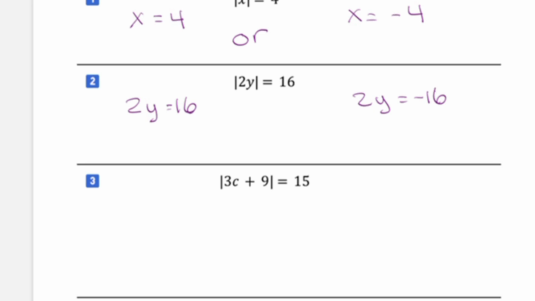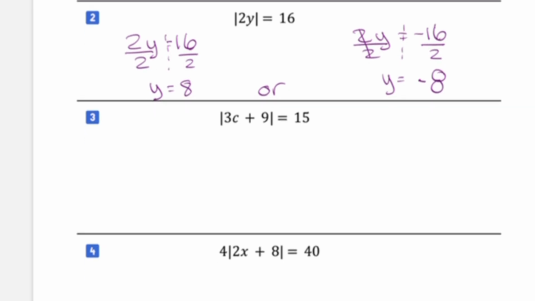On the left, I'm going to make my fence. The opposite of multiplying by 2 is dividing both sides by 2, and y equals 8. On the right, make the same fence. The opposite of multiplying by 2 is dividing by 2. And on this side, I have y equals negative 16 divided by 2, which is negative 8. So y equals 8 or negative 8.